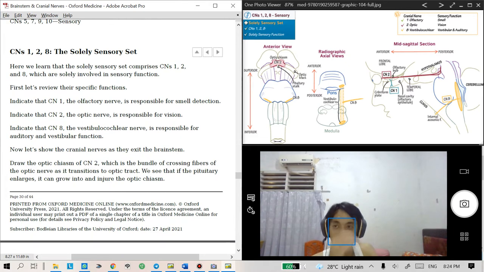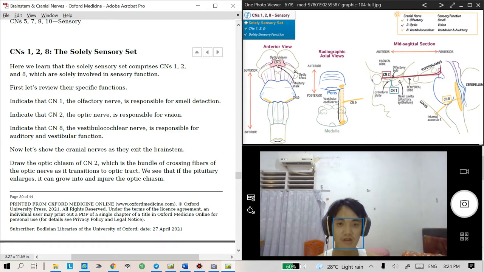Okay, nerves V, VIII, the pure sensory set. Here we will learn that the pure sensory set comprises cranial nerves 1, 2, and 8, which are solely involved in sensory function. First, let's review their specific functions. Indicate that nervus one, olfactorius, is responsible for smell detection. Indicate that nervus two, opticus, is responsible for vision. Indicate that nervus eight, vestibulocochlearis, is responsible for auditory and vestibular function.